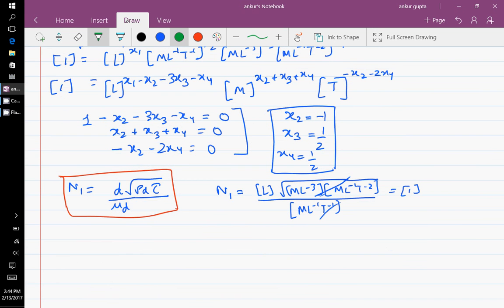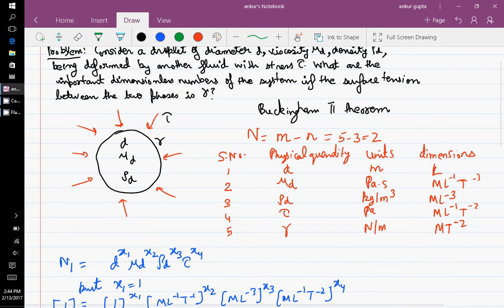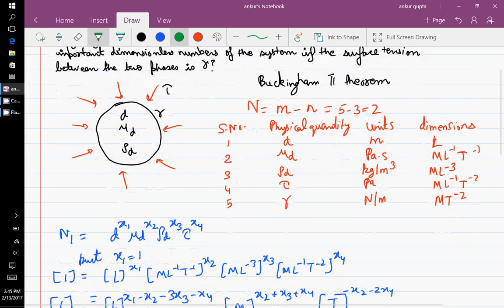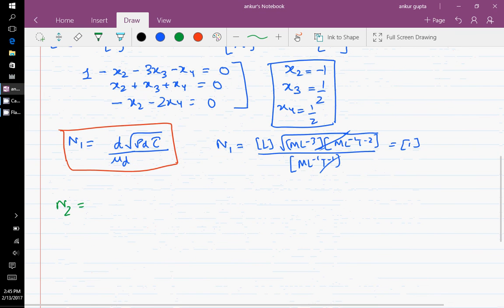Let me use another color for this, n2. Now we have to again use four variables, as I said, and then put one of the powers to be 1. So we have to choose different ones now because we have already used 1, 2, 3, 4. Let's just skip the fourth and use the fifth one. So 1, 2, 3, 5. That's something we can easily do.